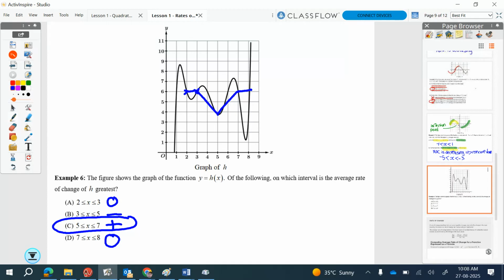Take out your calculators here for this one. I will show you how to do this one on your calculator.